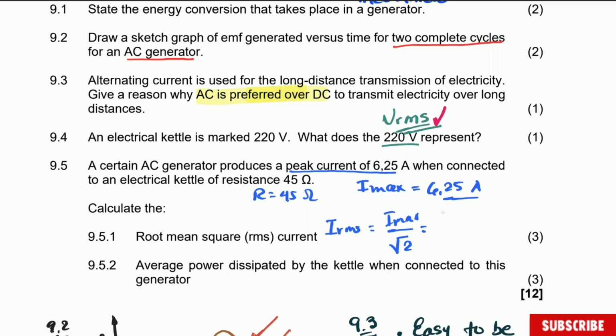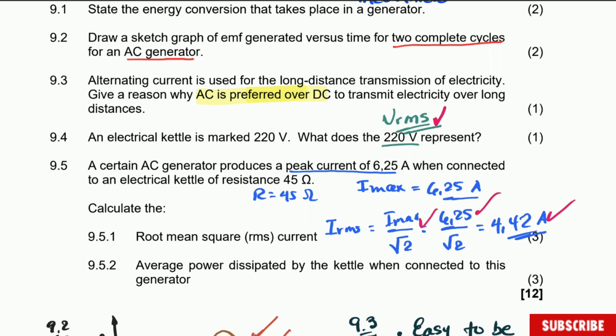If you substitute, it is 6,25 divided by square root of 2. When you do that, you will get 4,42 amperes. That is the answer. So it is another 3 marks by that simple calculation.